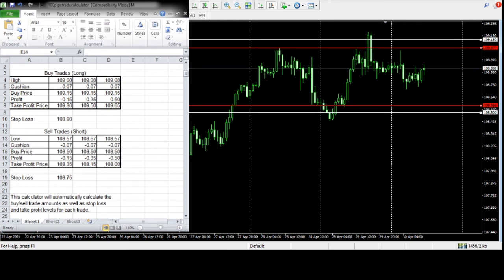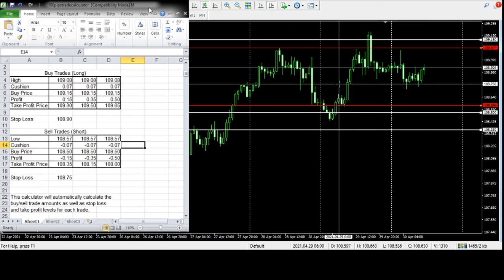Then the first TP here is 108.35. You can see the market did not even touch it, or it went back to the stop loss, because this is the stop loss that the market gives us, 108.75.